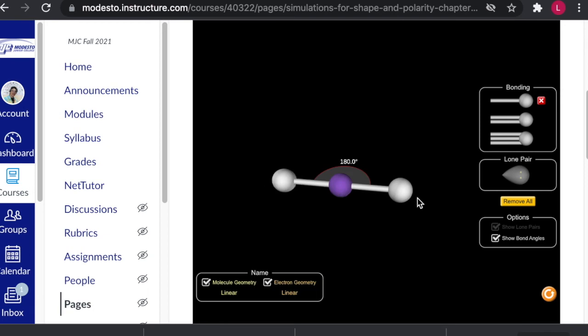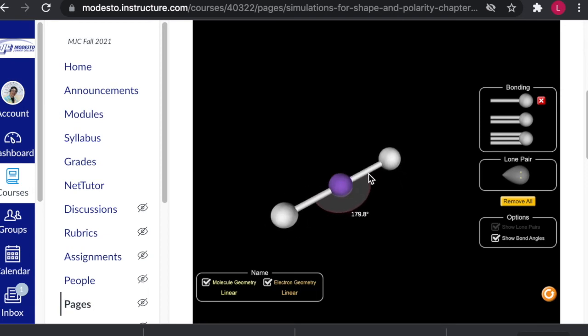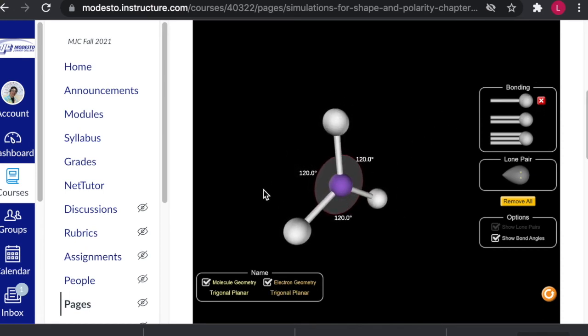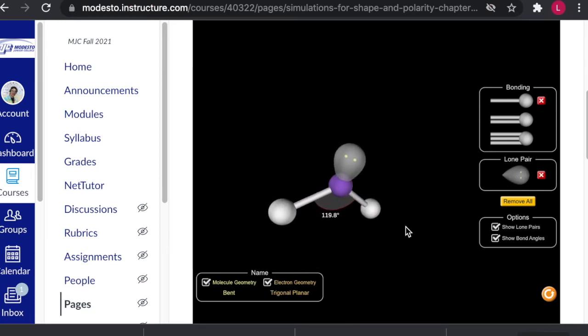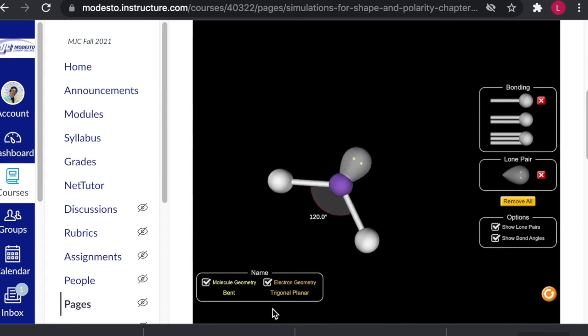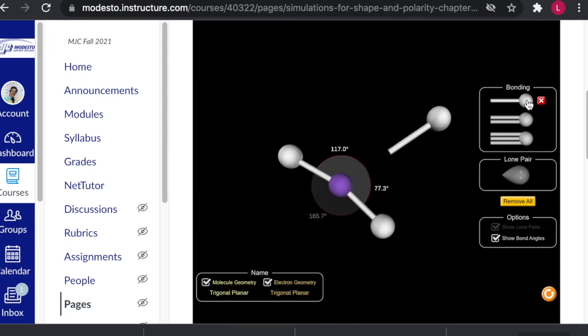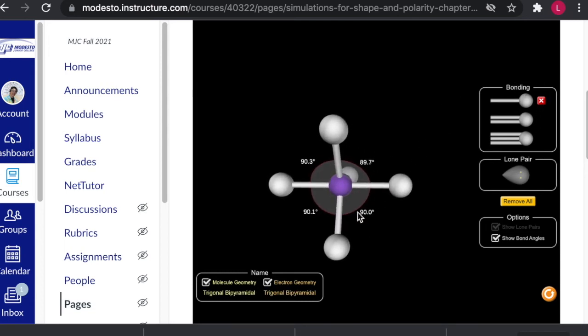So here we have something with two regions, and it's a linear shape. If we have three regions, all three of them being atoms, it's a trigonal planar shape and geometry. If we have three regions but one of them is a lone pair, then the electron geometry is still trigonal planar. We still are showing the 120-degree angle, but the molecule shape name has changed to bent. And then you can remove things, put more things here.